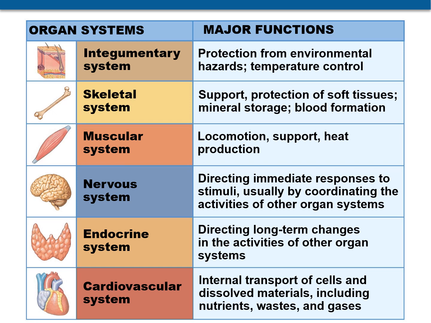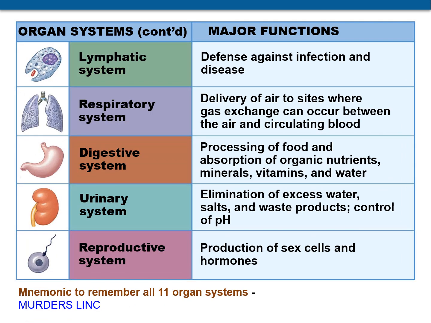So this table here is a summary of all the 11 organ systems that we have just learned. You see here the major functions are listed. By the end of your chapter 1, I would expect all students to be able to write down all the 11 organ systems and their major functions and some of their main components.